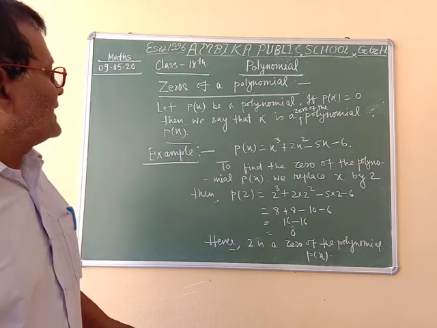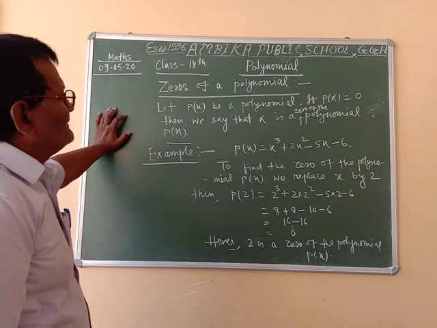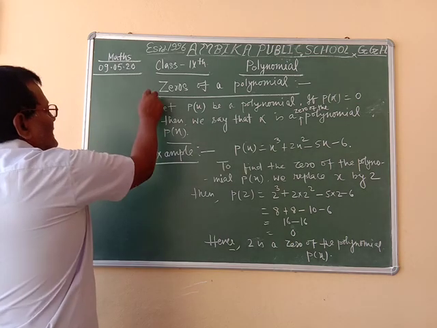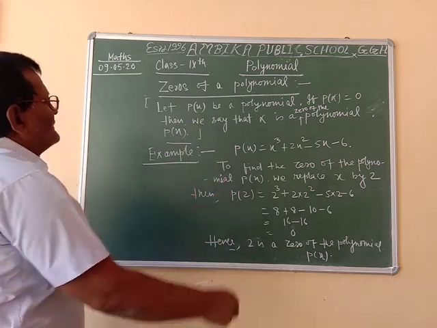Similarly, you can find the zero of a polynomial, and the definition of zero of a polynomial is given.